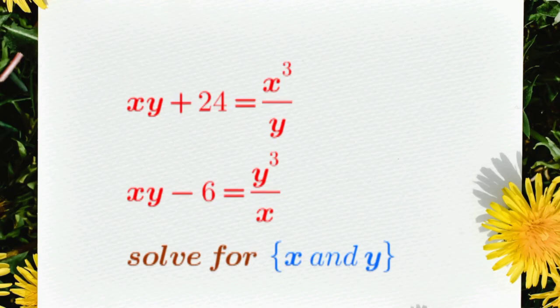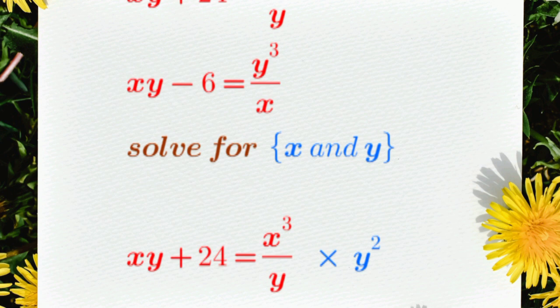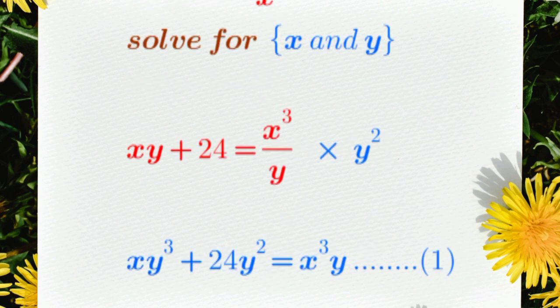So in this video we are given these two equations and we are asked to solve for x and y. Now the first step we're going to take is multiplying our first equation by y squared. So this is going to give us xy cubed plus 24y squared is equal to, now on the right hand side, when you multiply x cubed all over y, the y as the denominator is going to cancel the y on the numerator and we're left with x cubed y. So we're going to name that equation 1.